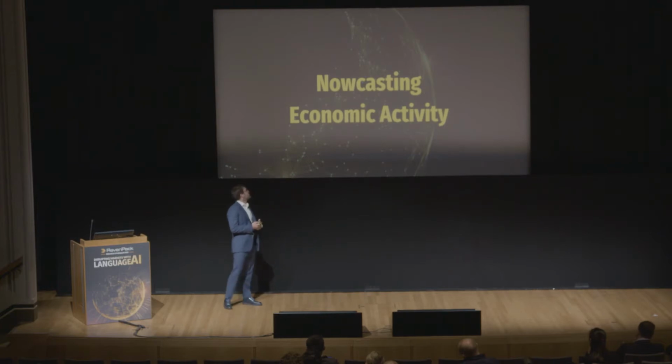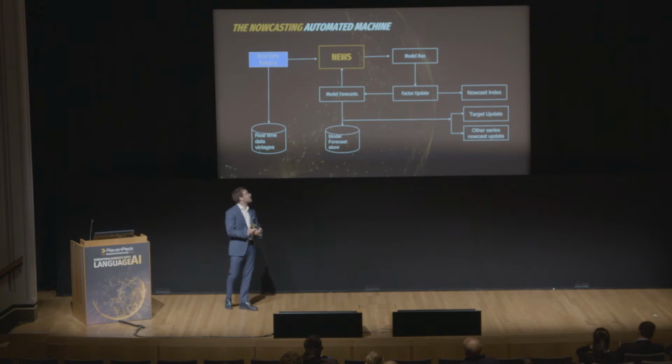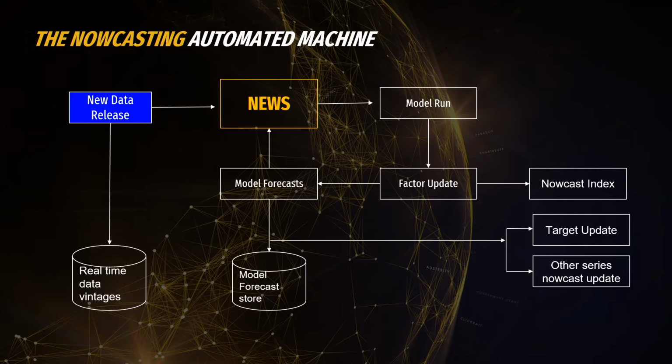In order to nowcast economic activity, we built this nowcasting automated machine. The nowcasting automated machine starts everything with a new data release. So if something is happening, the machine starts, works and updates. If we don't have any data release, the machine is not working, because our best guess for tomorrow, if we don't have any new information, is the guess of today. And what triggers the machine is the news.